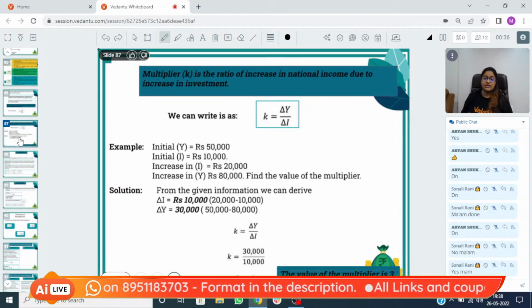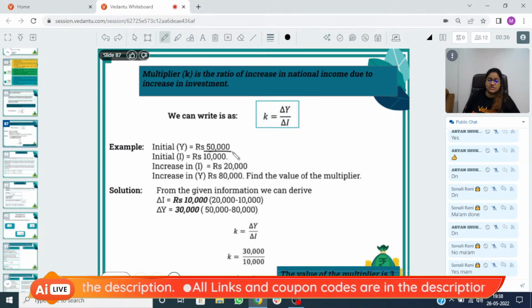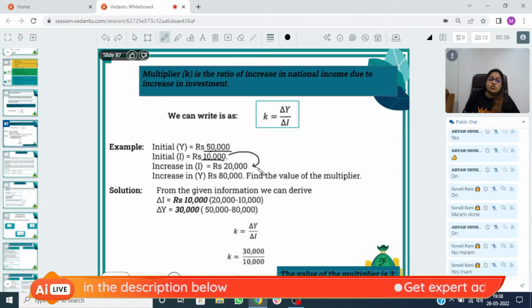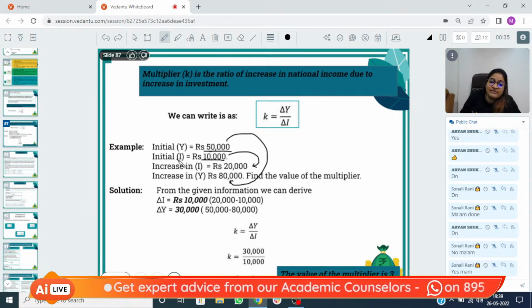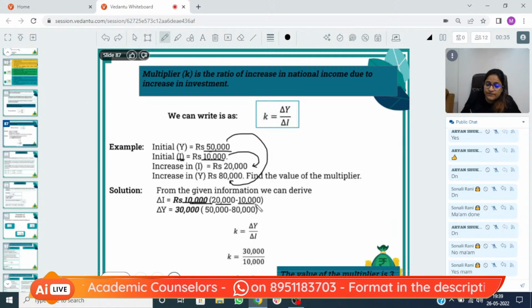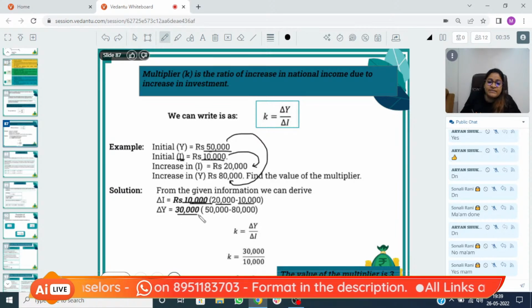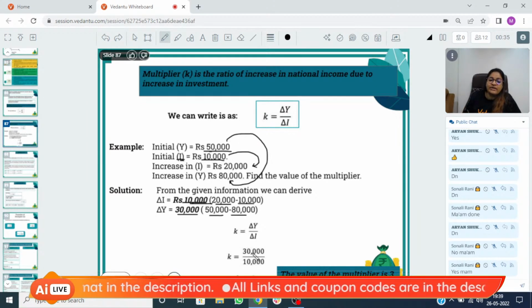Now let's have a look. Here if you observe, the initial investment was 10,000 and the initial income was 50,000. Now investment is rising to 20,000, because of which income is rising to 80,000. So what is the change in investment? Change in investment is 10,000, 20,000 minus 10,000, and change in income is 30,000, 80,000 minus 50,000. So we get 30,000 upon 10,000, which is equal to 3.